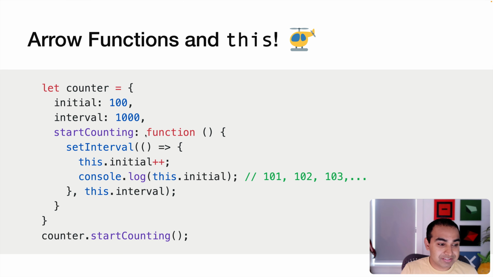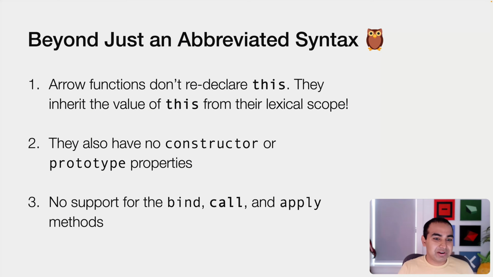So whatever the value of this is where startCounting is operating in, that is the exact same value of this that the function passed to setInterval will have as well, which allows us to have working code without doing some of the other techniques that I talk about in the other article and video, where you might have to redefine this and pass it in as an argument. You might see the variable that equals this often show up, or you might have to use the bind keyword and force the value of this to be used in this particular context, all of which you can avoid by using an arrow function. So the big thing is that beyond abbreviated syntax, arrow functions don't redeclare this.